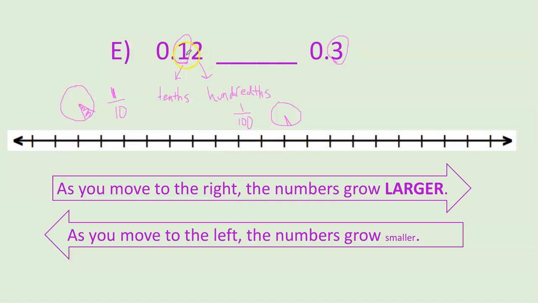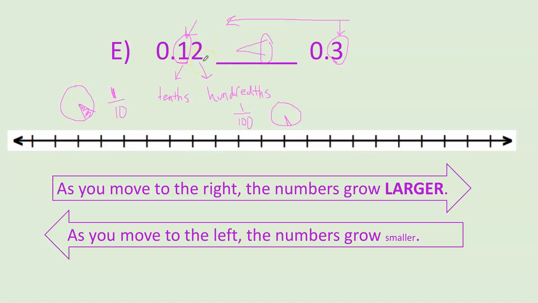So this number 1 represents 1/10th. And this 2 represents 2 of these tiny hundredths. So we would start by comparing this number to this number. We compare the tenths. This has 3 tenths, this has 1/10, so this number is larger. So we would read this, 0.12 is less than 0.3, or if you read it backwards, you would say 0.3 is greater than 0.12.